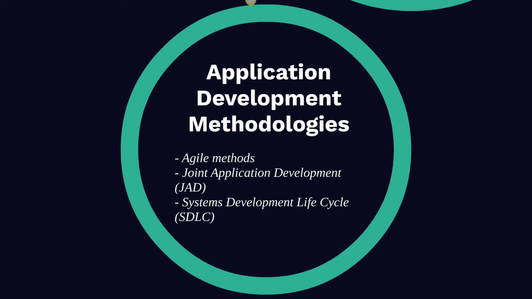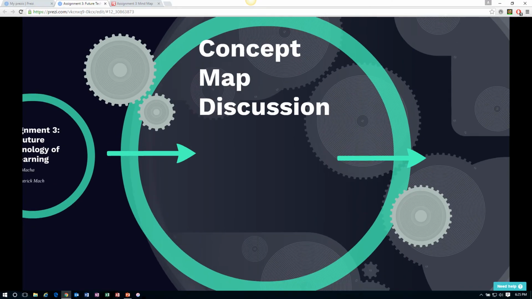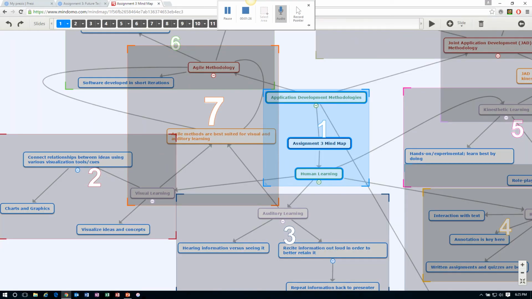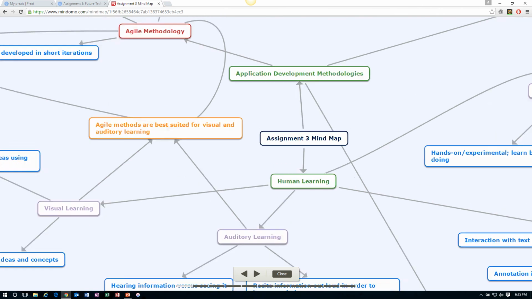We're going to go through agile methods. We're going to talk about joint application development, or JAD, and we're also going to go through the systems development lifecycle, or the SDLC. So we are going to go ahead and switch over to Modomo real quick, and we'll go ahead and start the session.